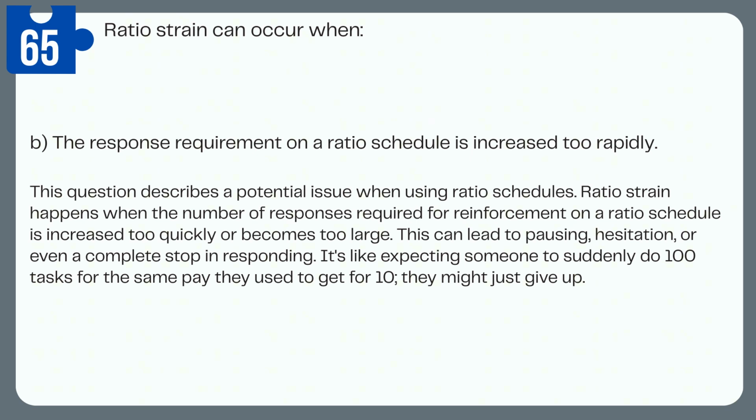This question describes a potential issue when using ratio schedules. Ratio strain happens when the number of responses required for reinforcement on a ratio schedule is increased too quickly or becomes too large. This can lead to pausing, hesitation, or even a complete stop in responding. It's like expecting someone to suddenly do 100 tasks for the same pay they used to get for 10. They might just give up.